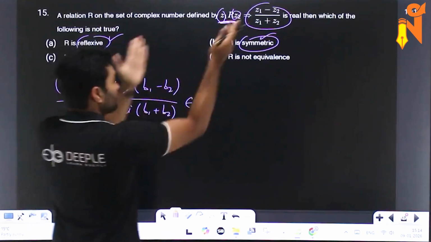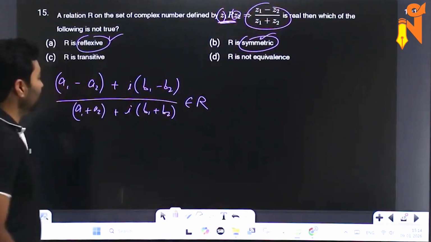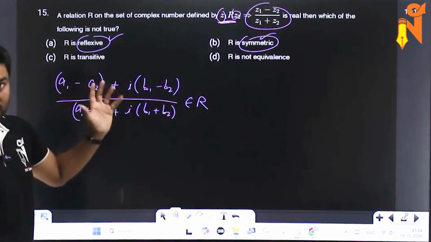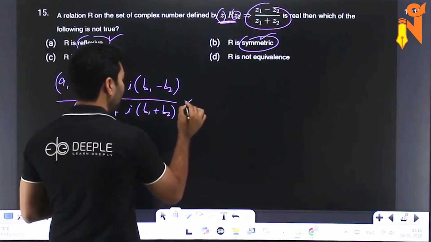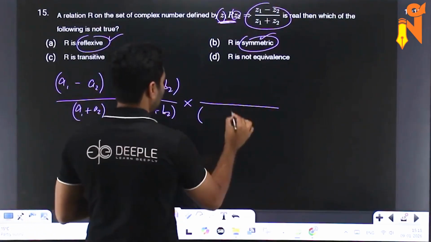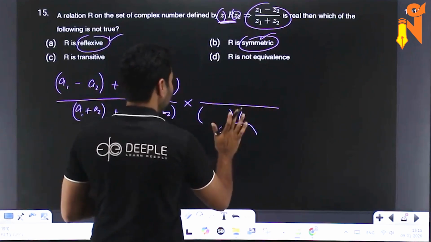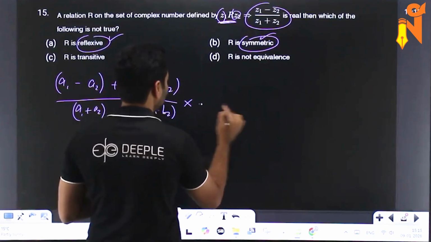What is this? This should be real, which means the imaginary part should be 0. So how do we find it? I will put the imaginary part equal to 0. Basically, this is rationalization in complex numbers.